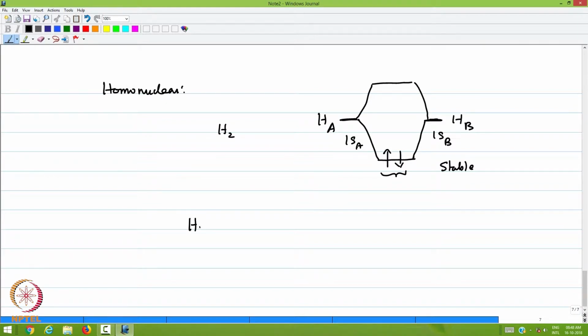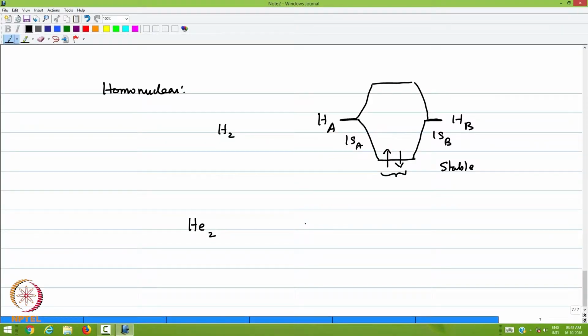In the case of helium 2, the dimer, if you assume that the two electrons of the helium do not interact with each other, there is no electron correlation, then the helium 2 can also be extended from the hydrogen atom by writing this helium A and helium B. Of course, this energy gap will be different from that of the hydrogen atom, but that is not our point here.